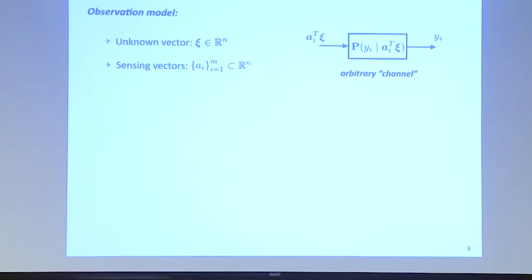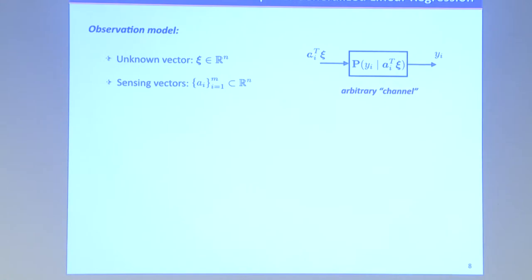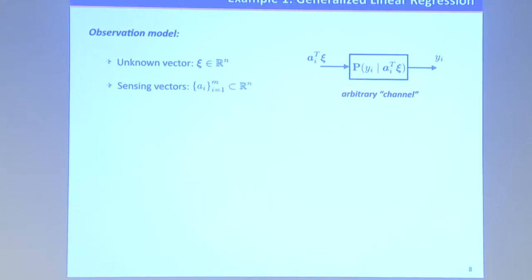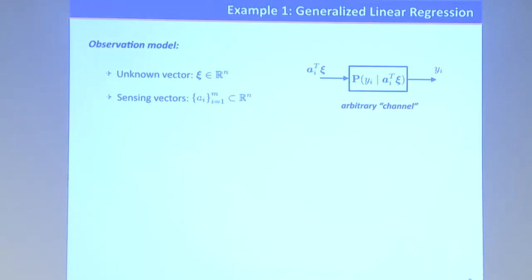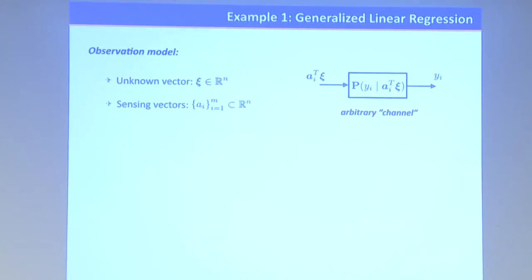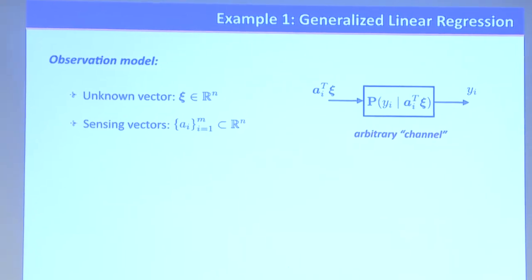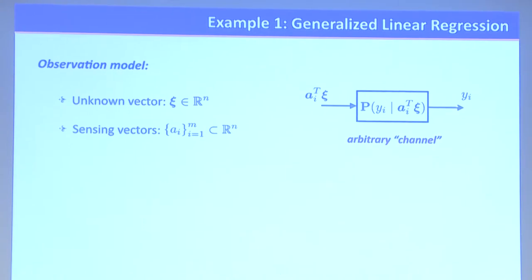So here is a brief introduction of these algorithms. The first setting is very familiar to a lot of you, so-called generalized linear regression. Xi is a vector we want to reconstruct. It's a high-dimensional vector. And a_i is a collection of sensing vectors. What we measure is a scalar product between a_i and Xi through a channel. So we can add noise to the scalar products. And y is the true measurement.